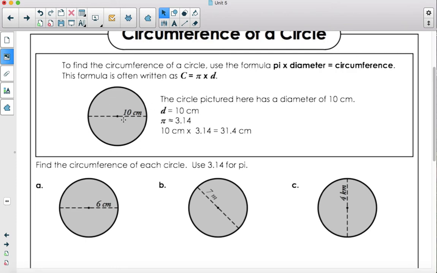So there's an example here for you that if the diameter is 10 centimeters, and I know that pi is 3.14, if I multiply those two numbers together, really all that's going to happen is by multiplying by 10 my decimal point is going to move over one spot, and our circumference is going to be about 31 and 4/10 centimeters.